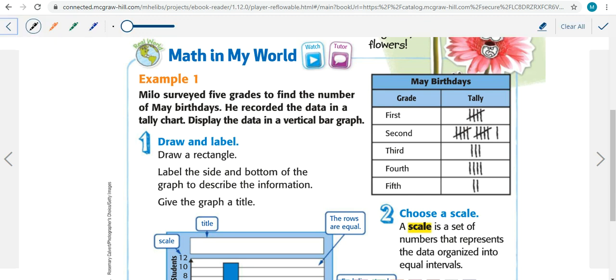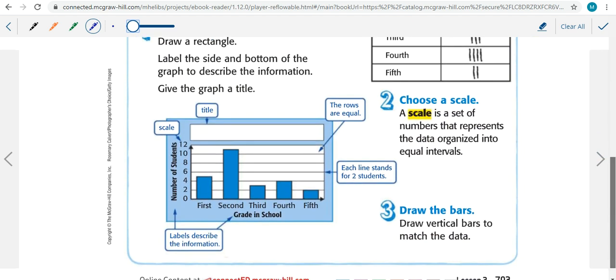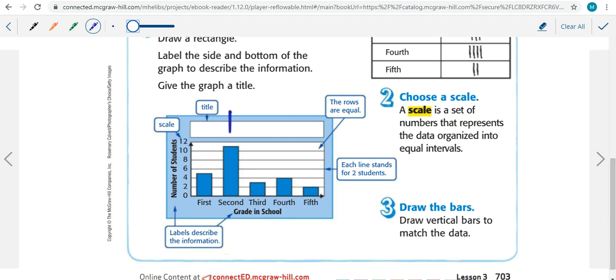The tally chart is telling me that in first grade, 5 people have a birthday in May. Second grade, 11. Third grade, 3. Fourth grade, 4 people. And fifth grade, 2 people. Okay, so this is called vertical, and this is called horizontal.